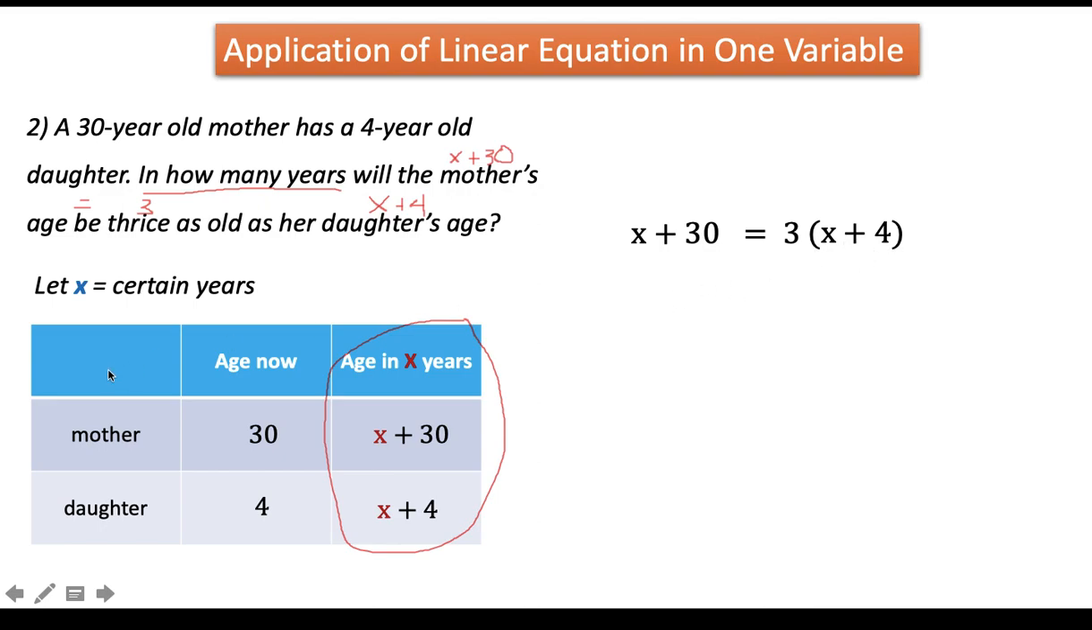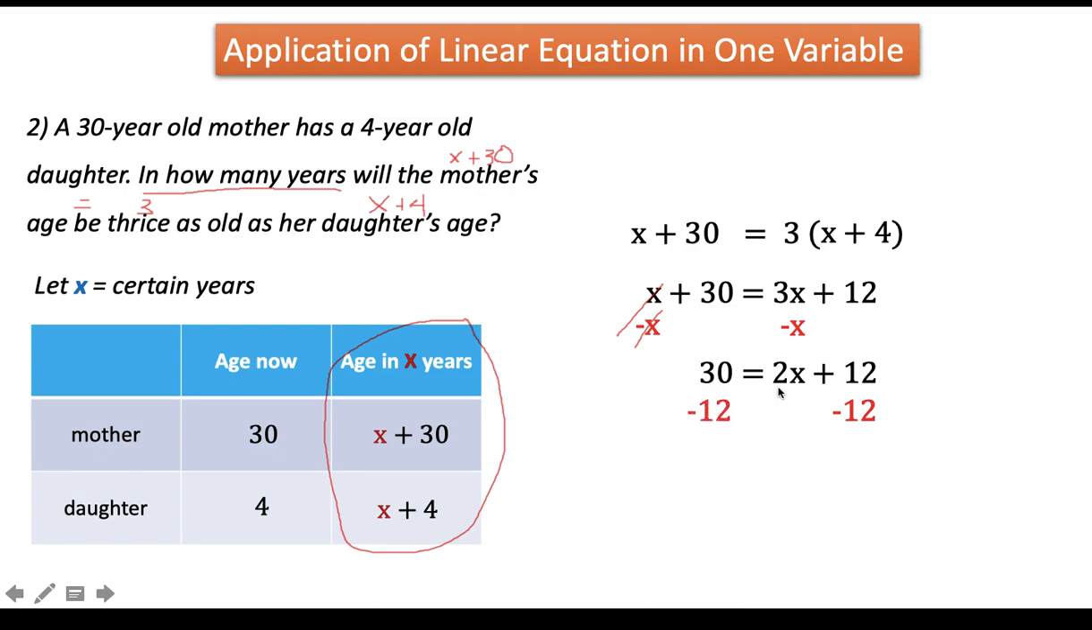The same process as what we did in our first example. So 3 times x is 3x, and 3 times positive 4 is positive 12. Then write down x plus 30. Then we will eliminate this x right here by applying the subtraction property of equality, so that x minus x is 0, and we are left with 30. 3x minus 1x is 2x, write down plus 12. Then we want to isolate this x by applying again the subtraction property of equality, so minus 12 to each side of the equation.